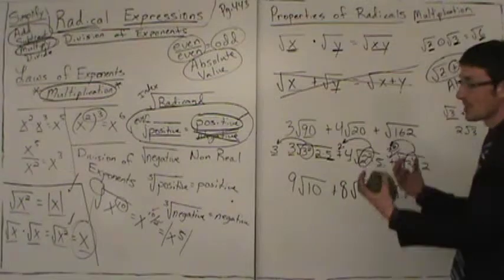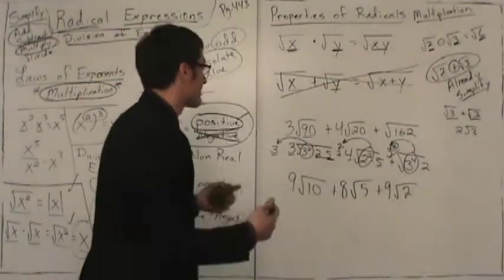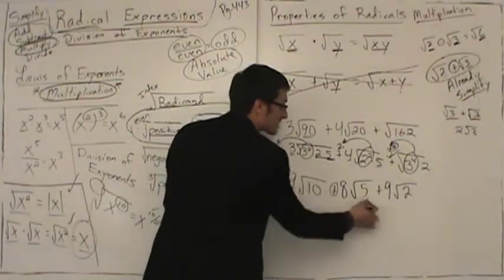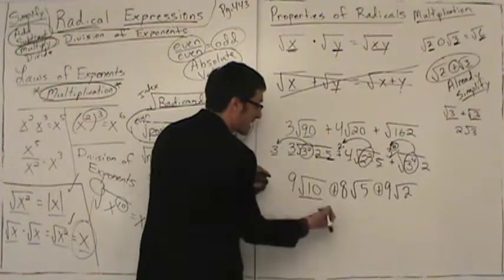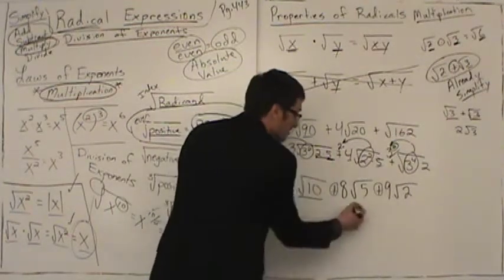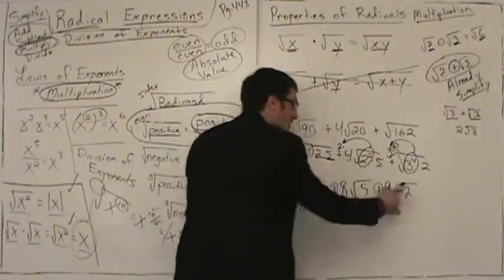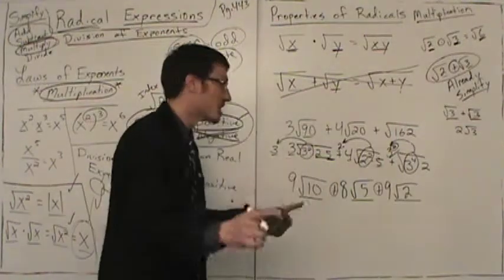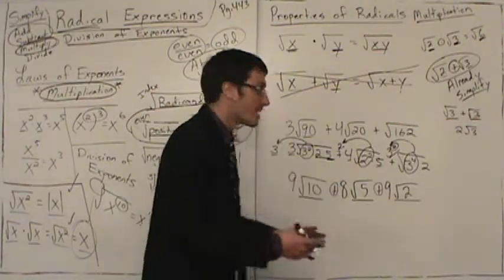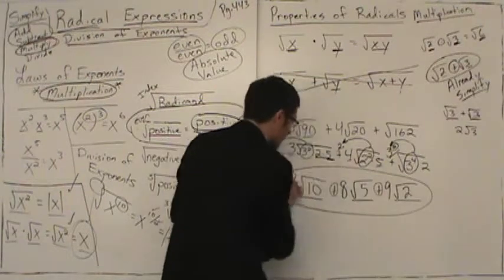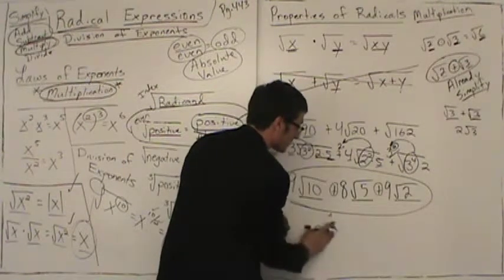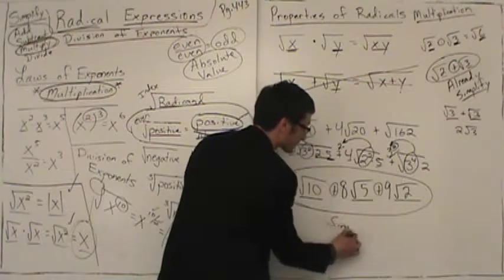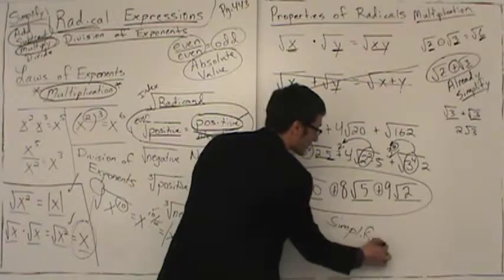Now the question is, are we done taking out groups? Yes. Now I'm asking, when we're adding, something must match. Does something match the root 10? No. Does something match root 5? No. Does something match root 2? No. So since nothing matches, there is nothing that you can add together. You are done. This problem is completely simplified. Okay? So we are simplified at this point.